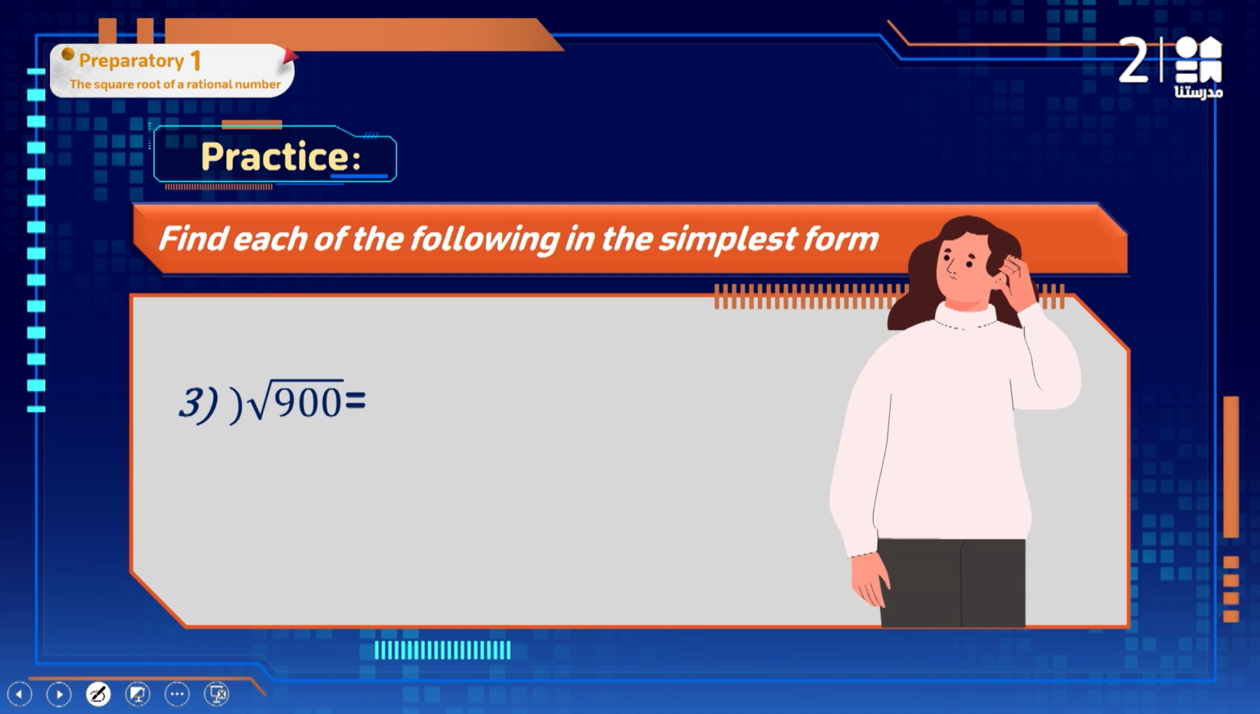Number 3, the square root of 900. 900 is 30 times 30. There are 2 zeros, so we can write 30 times 30 because 9 is 3 times 3. And get out one of them, so it is 30.